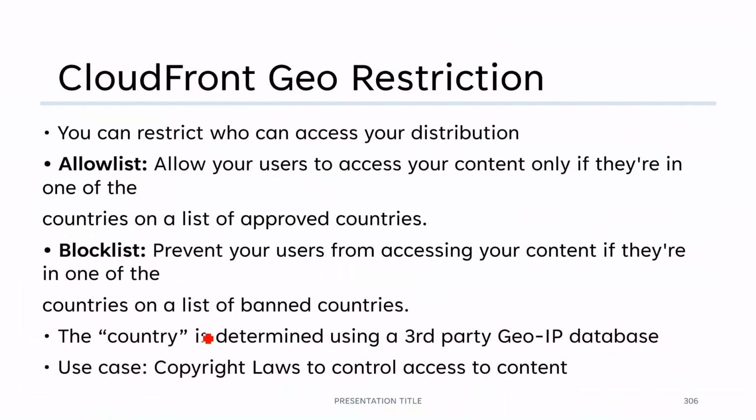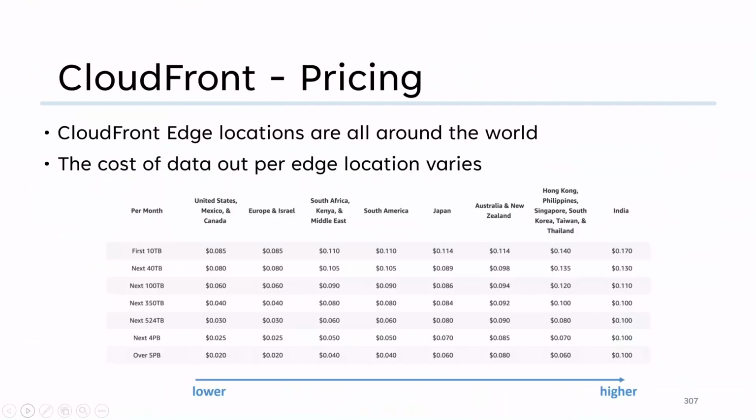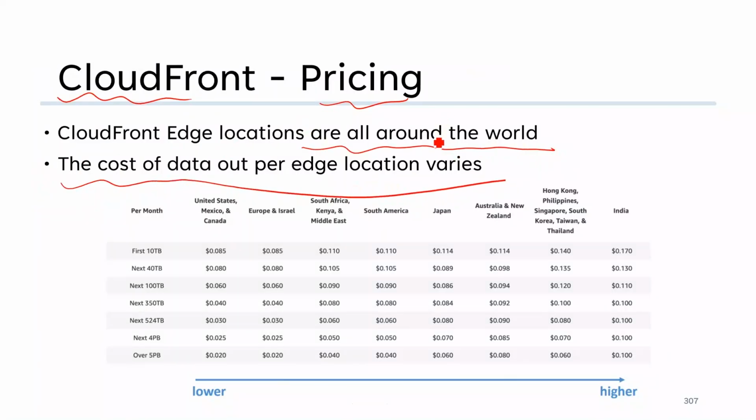Okay, now let us go to the next slide. Let us talk about CloudFront pricing. Your CloudFront edge locations are all around the world. The cost of data per edge location varies. So it means that if you are storing some data in an India edge location and some data in the US edge location, the cost will differ. In India it is a little bit more pricey than other edge locations, and I think the most expensive edge location is in Australia.